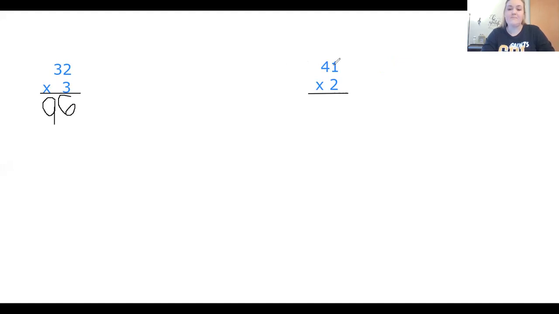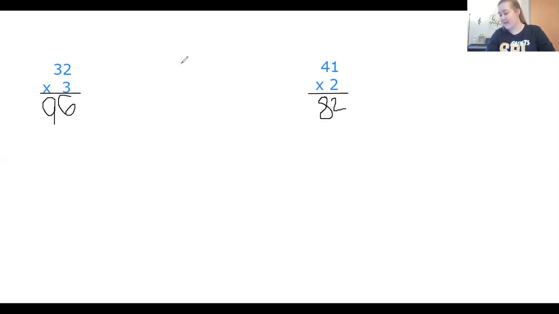Let's try another one. 41 times 2. 1 times 2 gives me 2. And then I go over here and 2 times 4 gives me 8. Okay, so that's how we solve it there.